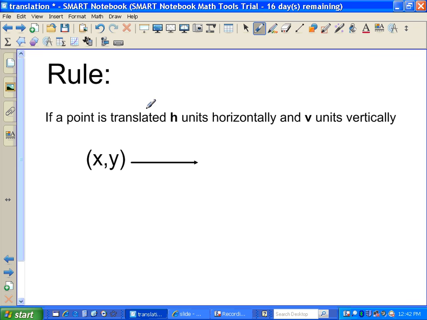Okay? So, generally speaking, if we have some coordinate point, x, y, and we move it h units horizontally, which is left or right, and v units vertically, which is up or down, my new coordinates are going to be x plus h, y plus v. Simple enough. I'm excited about that.